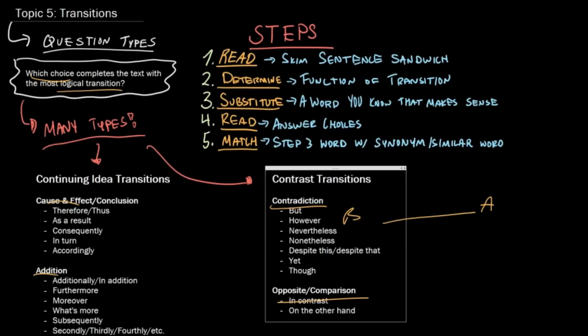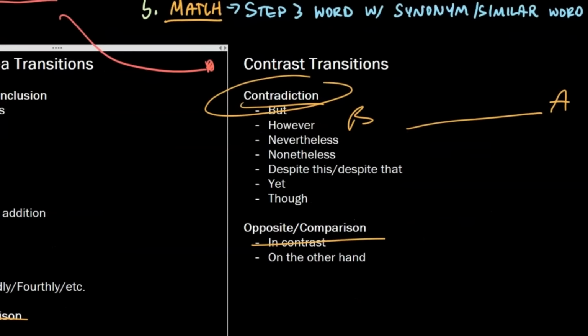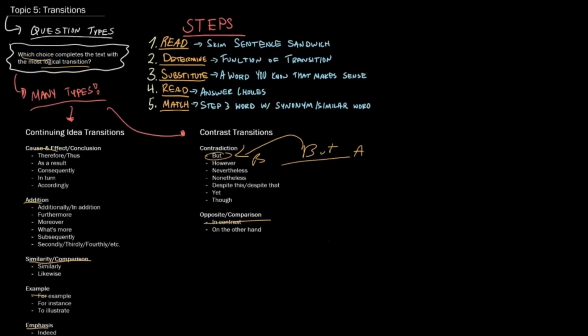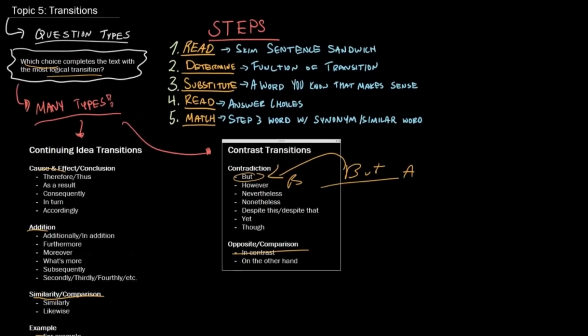Now that you know which of these is the correct thing, you're going to substitute a word that you know makes sense. So let's say that you're thinking of a contradiction, and you know the word but, or you know the word however. You're not really thinking about words like nevertheless, nonetheless, that people don't really use as often. You're going to just put this in the blank as but. Just pretend that the word is but, and then go look at the answer choices and find the word that's most similar to but. And that's your 5-step plan for figuring out the most logical transition. That is question type number 5.